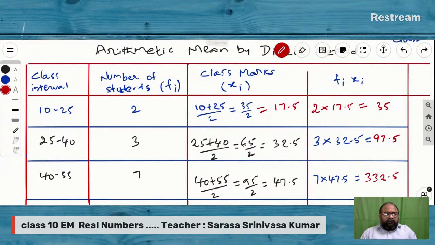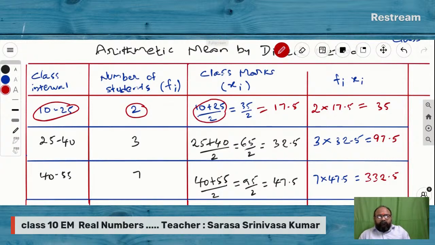Now we consider the 10 to 25 class interval. There are two students here. Now how to find the class marks for this interval? The lower limit is 10, upper limit is 25. 10 plus 25 by 2, that is 17.5 we get. In the next step, we multiply the number of students by class marks. 2 multiplied by 17.5 equal to 35.